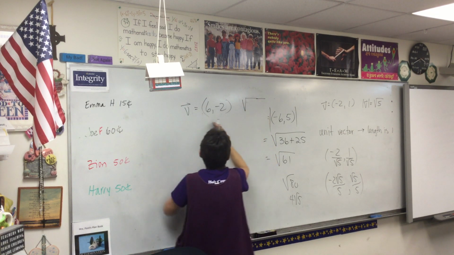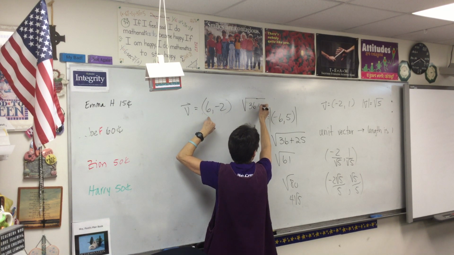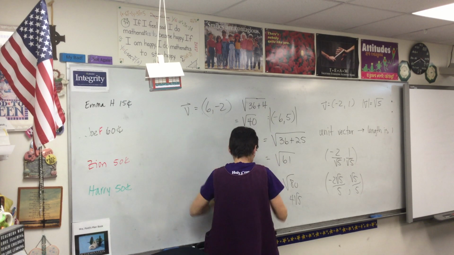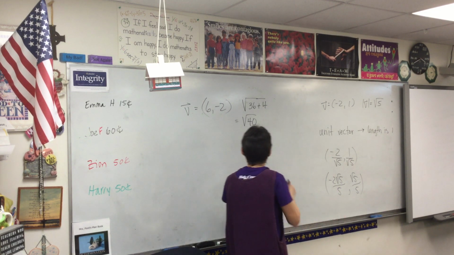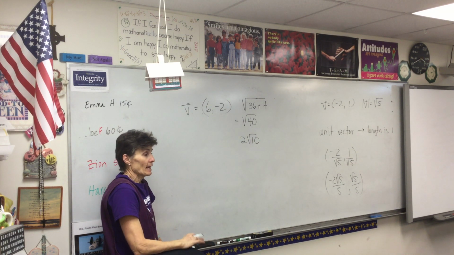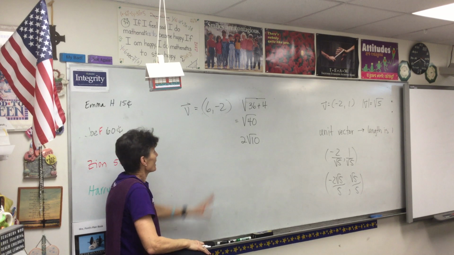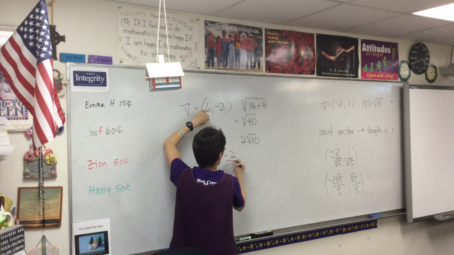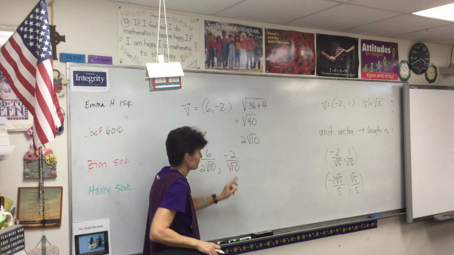So the magnitude of this vector will be the square root of 36 plus 4. So that's going to be root 40, which reduces to 2 root 10. That's not your answer, folks. Remember, how do we find our answer? We have to take these numbers and divide them by 2 root 10. Oops, that's not negative. So 6 over 2 root 10 and -2 over 2 root 10.